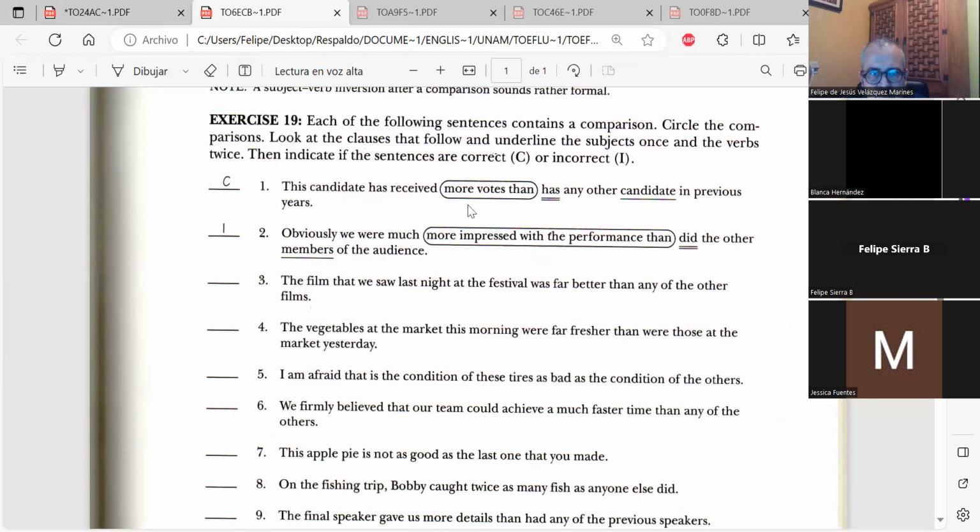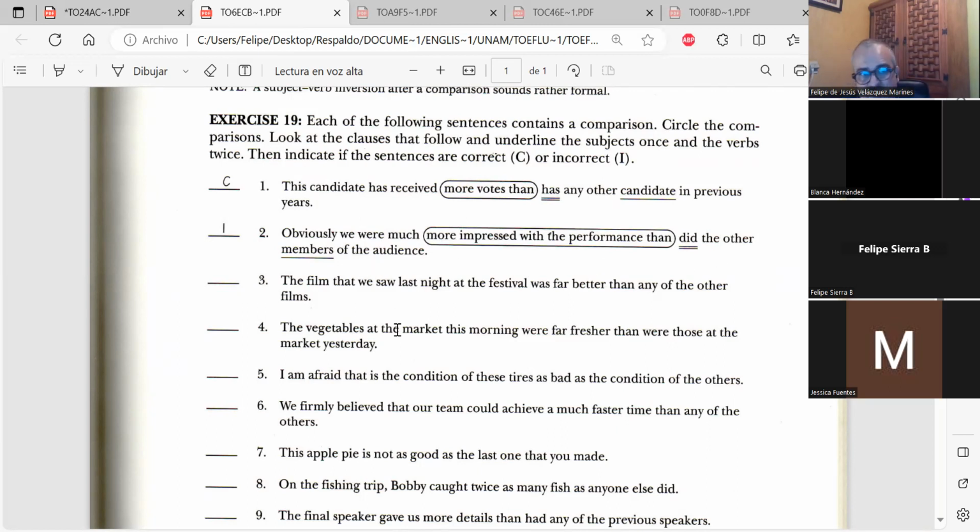The candidate has received more votes than has any other candidate in previous years, correct? Because it's subject-verb inversion: than any other candidate has in previous years. Obviously, we were much more impressed with the performance than were the other members of the audience. We are using the verb to be, than were the other members of the audience, yes?